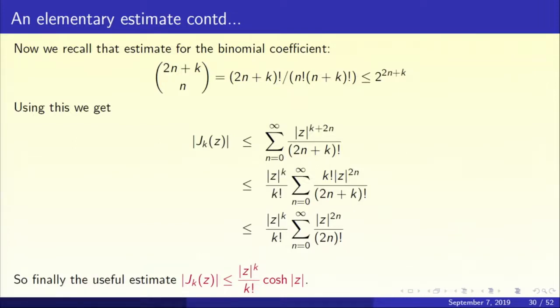Now these last k factors are all less than 1. 1 upon 2n plus 1 is less than 1. 2 upon 2n plus 2 is less than 1, etc. So we are just left with 1 upon 2n factorial. So we get finally mod J_k(z) less than or equal to mod z to the power k upon k factorial into the summation n from 0 to infinity of mod z to the power 2n upon 2n factorial. So we get the useful estimate mod J_k(z) less than or equal to mod z to the power k upon k factorial into hyperbolic cos of mod z.